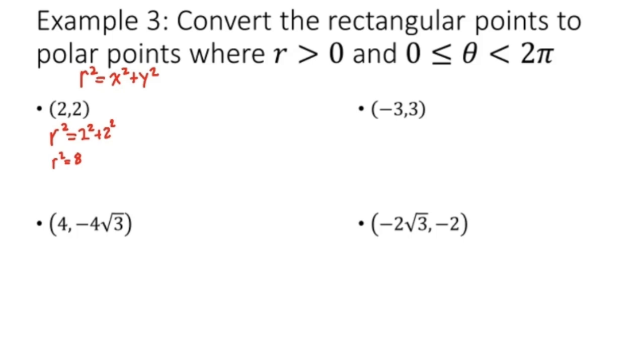From there, we'll take the square root of both sides, and we get r equals plus or minus 2 root 2. However, we want r to be positive. When we restrict r to being positive, we do not need to write the plus or minus, because our answer for r will always be positive in this case. So r is just 2 root 2.